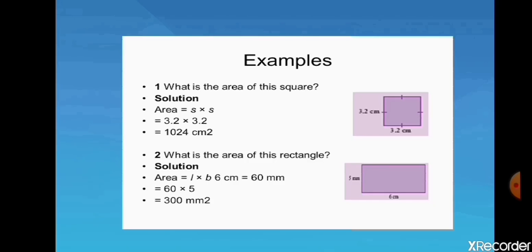Second is, what is the area of this rectangle? Length is 6 centimeter and breadth is 5 millimeter. The units of length and breadth are different. Now we convert the length unit to be the same as breadth. Then 1 centimeter is equal to 10 millimeter, so 6 centimeter is equal to 60 millimeter. And the area of a rectangle is length into breadth. Put the values, length is 60 millimeter, breadth is 5 millimeter, we get 300 millimeter square.